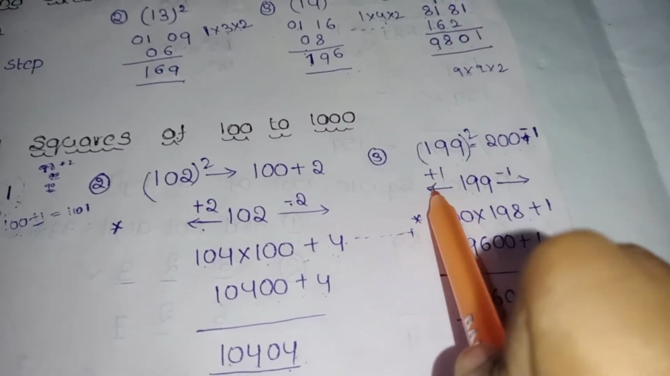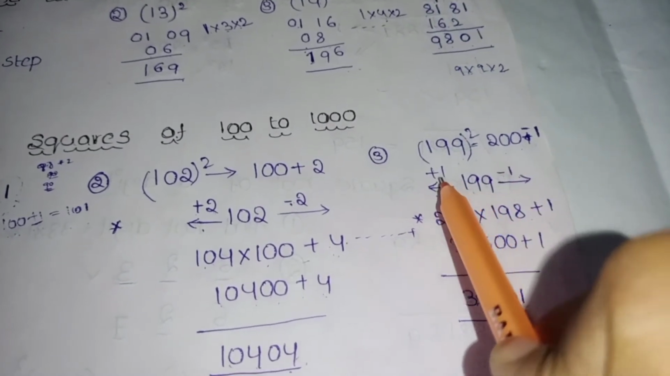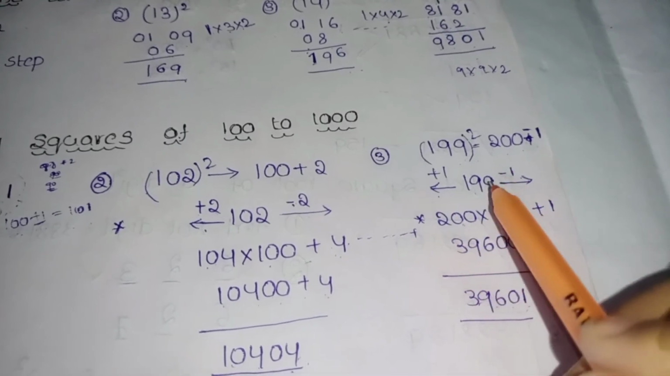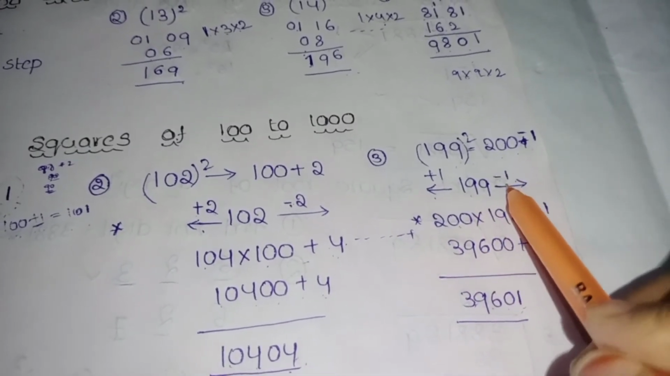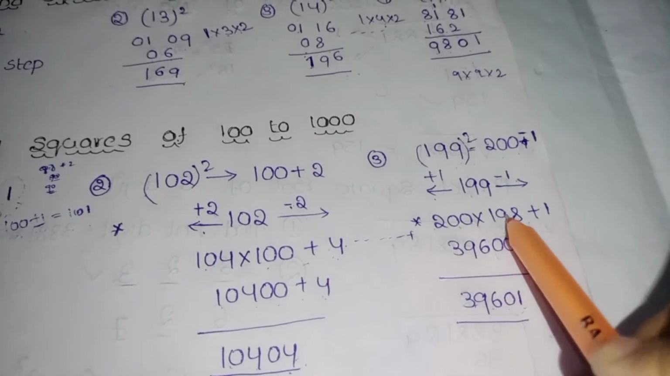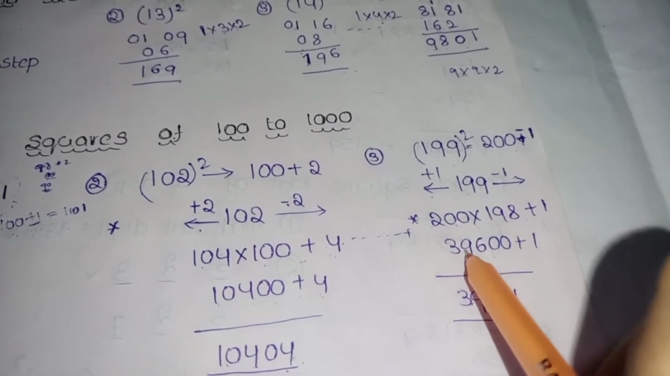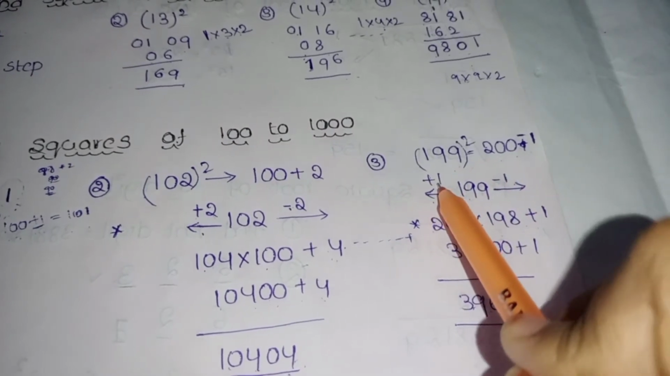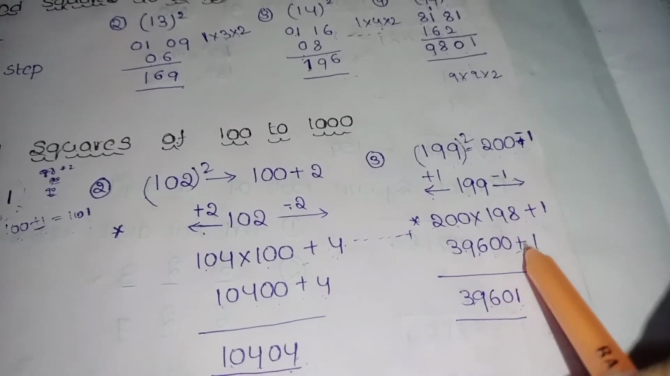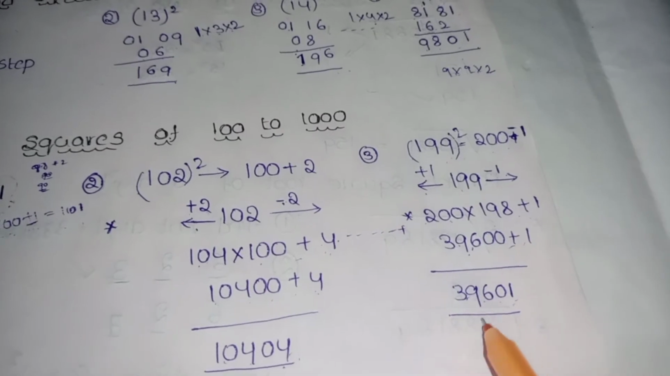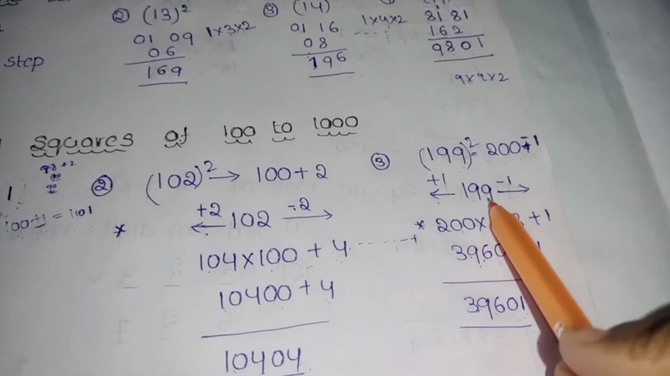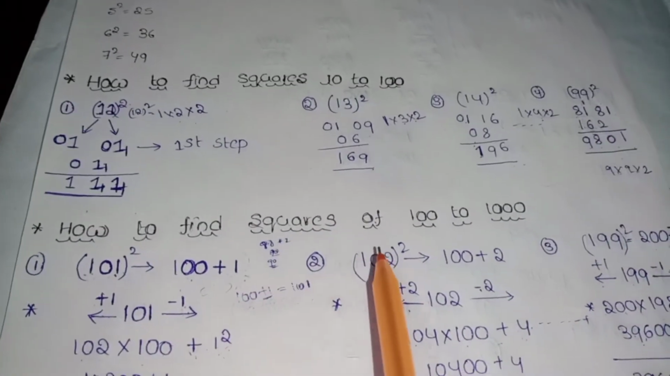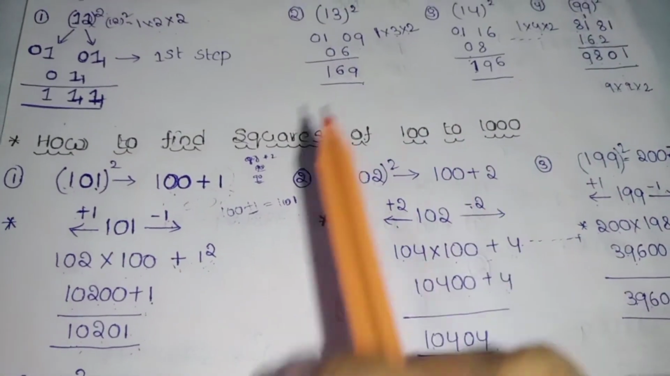First you have to add and subtract. When we add, 199 plus 1, I am getting 200. And 199 minus 1, I am getting 198. The two numbers will be multiplied. And we have to add the square number. Which is the square number? 1 square, which means 1. So adding the 1 here, I am getting 39601. This is the answer for 199 whole square. This is the trick of how to find squares of 100 to 1000.